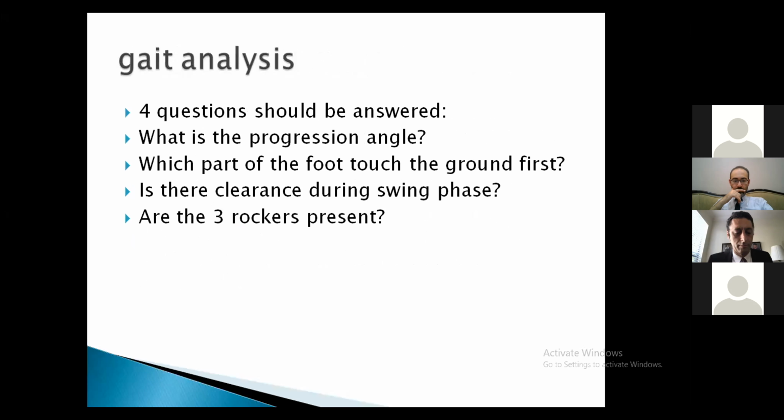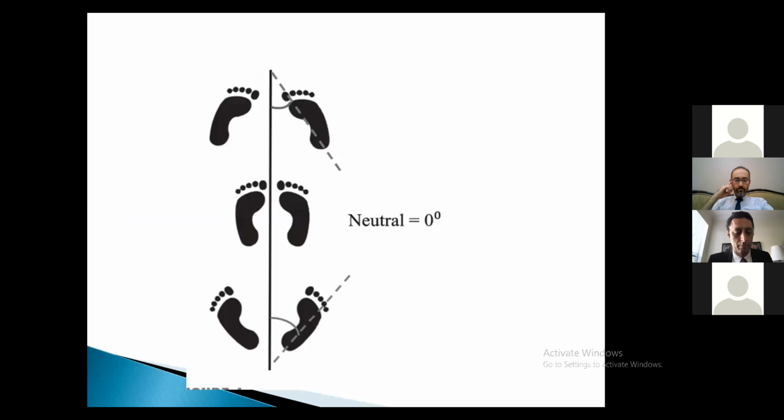Gait analysis: 4 questions should be answered. What is the progression angle? Which part of the foot touches the ground first? Is there clearance during the swing phase? Is the 3 rockers pattern present? This is what is called the foot progression angle. At the middle, it is neutral, 0 degrees. Proximal is in-toeing gait and distal is external toeing gait.